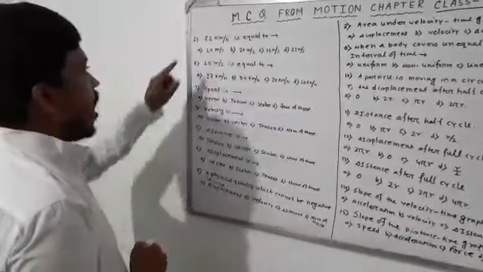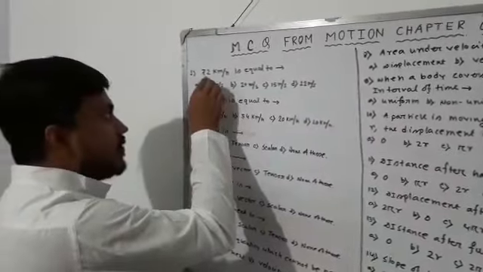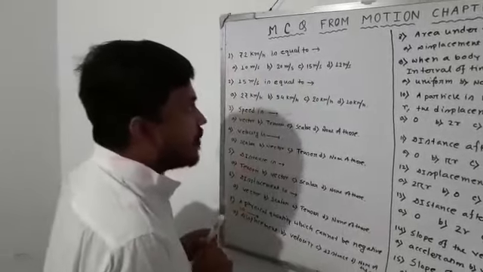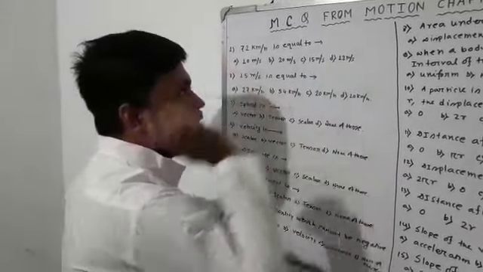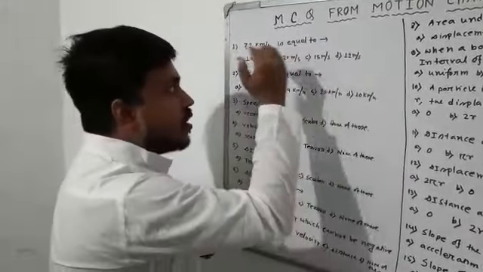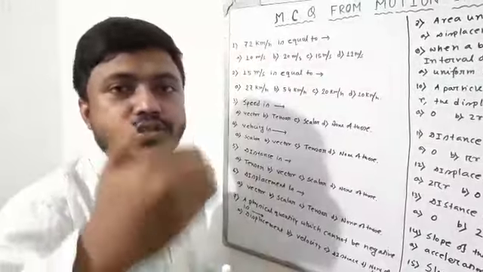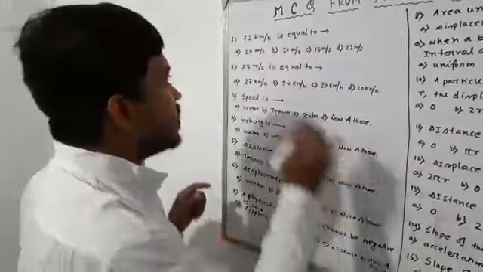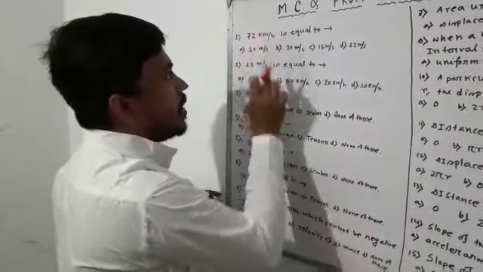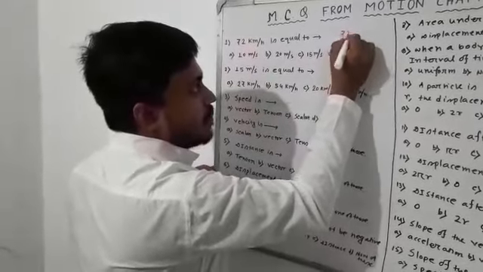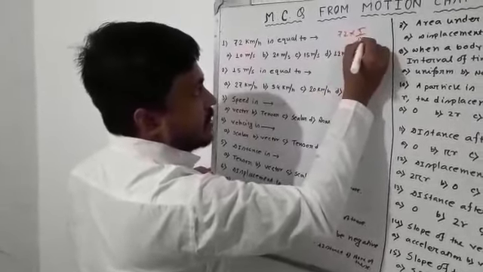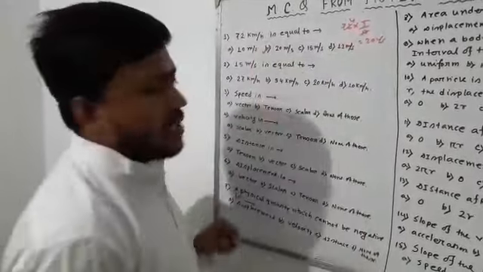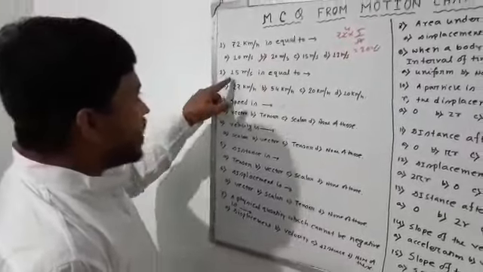Our first question is: 72 kilometer per hour is equal to what? 10 meter per second, 20 meter per second, 15 meter per second, or 12 meter per second. If you solve this type of question in the traditional way, it will take more time. So how can you solve this within fractions of a second? If you want to convert kilometer per hour into meter per second, you just multiply with 5 by 18. So 18 into 4 means 20 meter per second, and option B is correct.